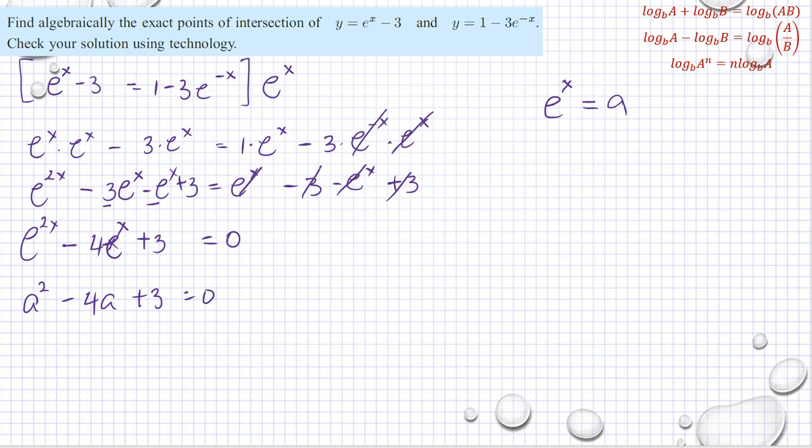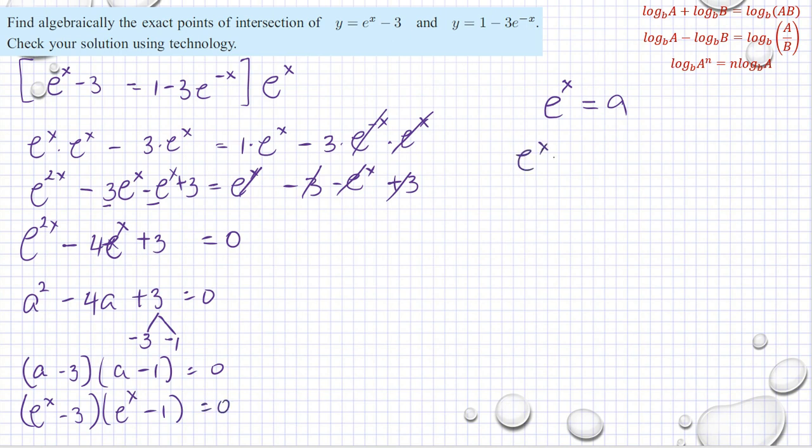We know that this is already a quadratic equation, where if I factor that with negative 3 and negative 1, then if I add them I will get negative 4, and if I multiply them, I will get positive 3. So I have a minus 3 and a minus 1 is equal to 0. Now it's time to substitute the value of a, which is e raised to x: e raised to x minus 3 multiplied by e raised to x minus 1 is equal to 0. Then solve each of them.